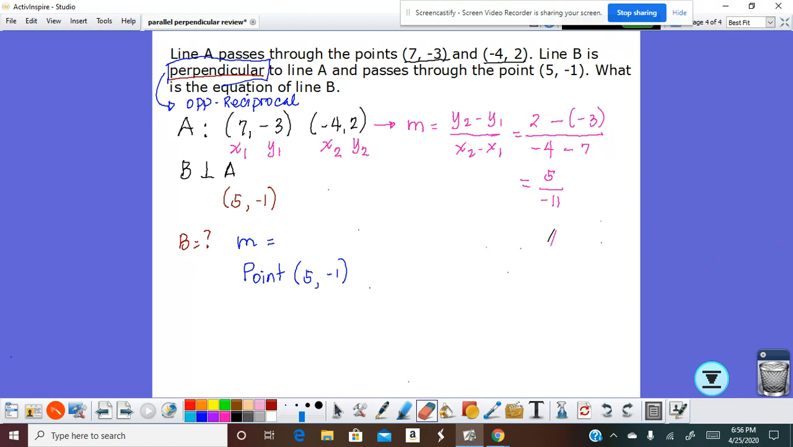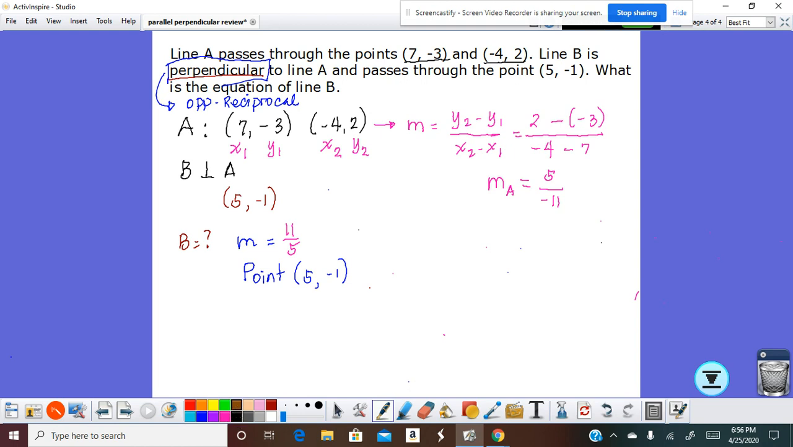So the slope of line A is -5/11. This is the slope of line A. Now, since they are perpendicular, they are opposite reciprocals. So the signs are opposite. If the slope of line A is negative, then the slope of line B would be positive. And reciprocal means we have to switch the numerator and denominator. So the slope of line B would be 11/5.